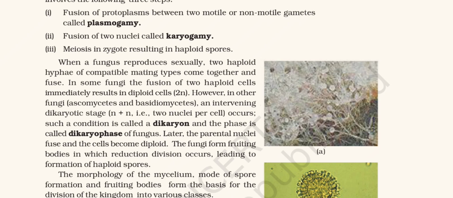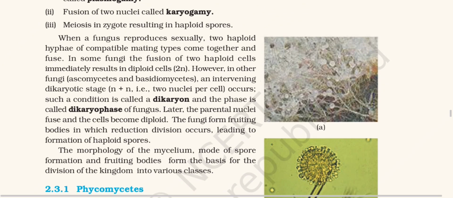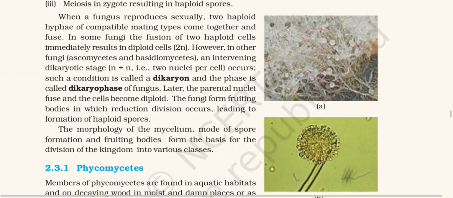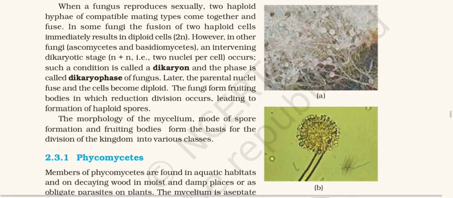However, in other fungi, Ascomycetes and Basidiomycetes, an intervening dikaryotic stage, N+N, i.e., 2 nuclei per cell, occurs. Such a condition is called a dikaryon and the phase is called the dikaryophase of the fungus. Later, the parental nuclei fuse and the cells become diploid. The fungi form fruiting bodies in which reduction division occurs, leading to formation of haploid spores. The morphology of the mycelium, mode of spore formation, and fruiting bodies form the basis for the division of the kingdom into various classes.